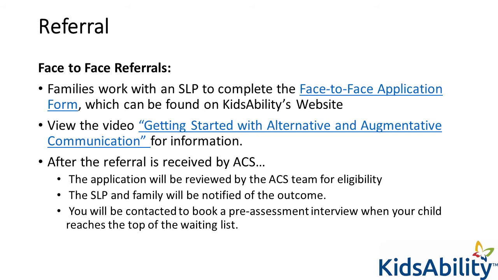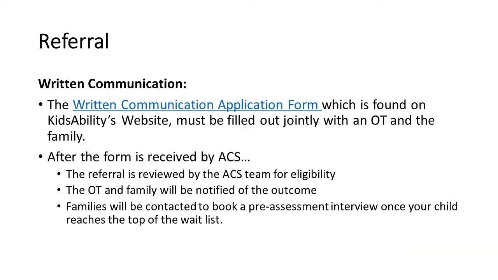Families will begin by working with their current speech-language pathologist to complete the face-to-face application form, which can be found on the KidsAbility website. After the referral is received by ACS, the application will be reviewed by the ACS team for eligibility. The speech-language pathologist and family will be notified of the outcome, and you will be contacted to book a pre-assessment interview when your child reaches the top of the waiting list.